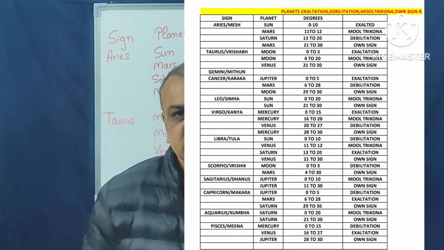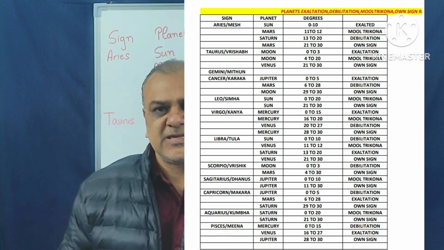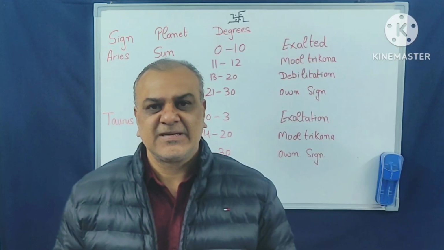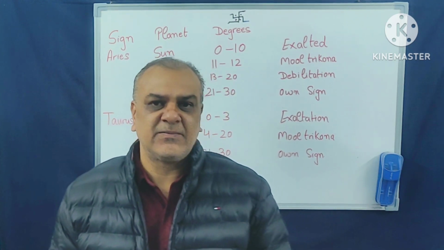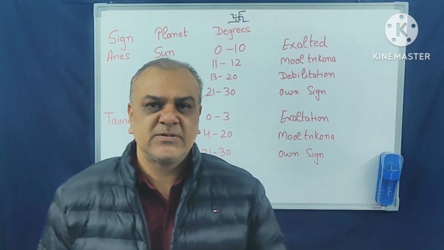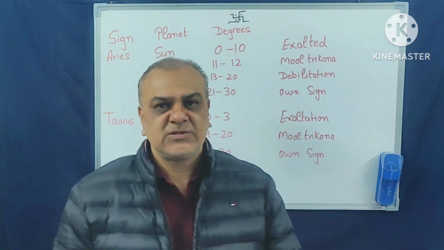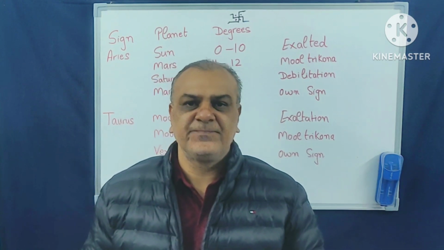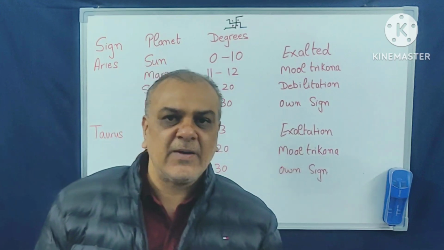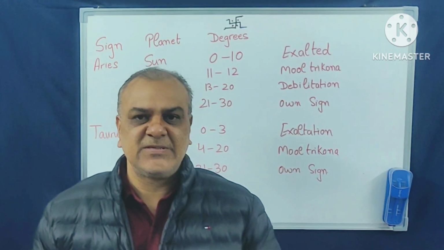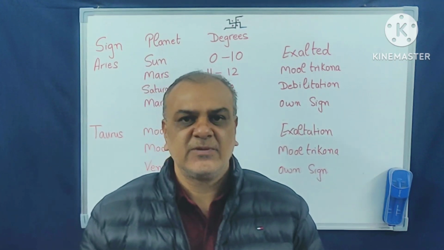Today we will learn, as in the last video I told you about the planets, exaltation, debilitation, signs and the degrees in which they are exalted or debilitated. This is a very important concept in Nadi astrology, especially in Bhrigu Nandi Naadi, which we are learning at present. In the last video we learned about the planets, the Papa Kartri yoga, and friends and enemies. Today also this is a very important concept in Bhrigu Nandi Naadi.